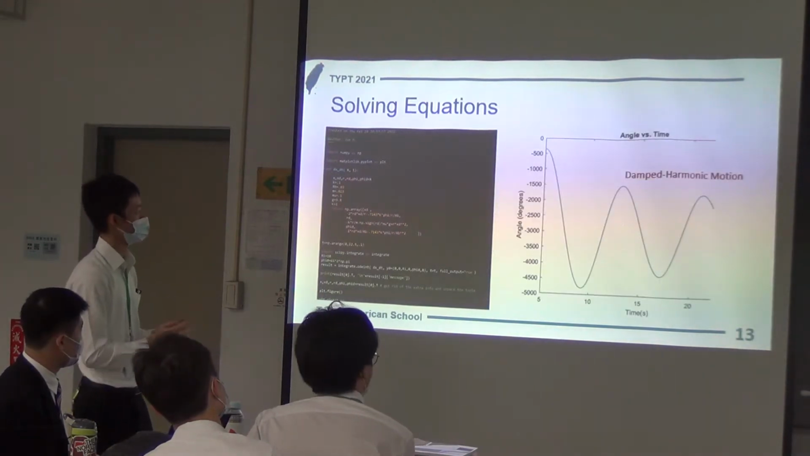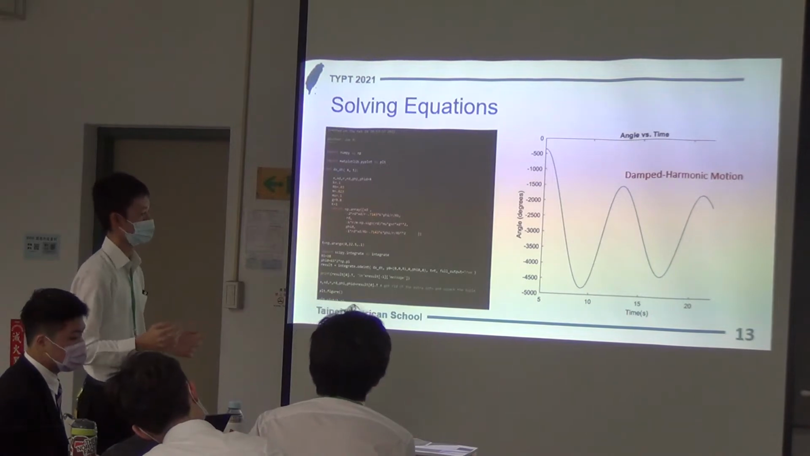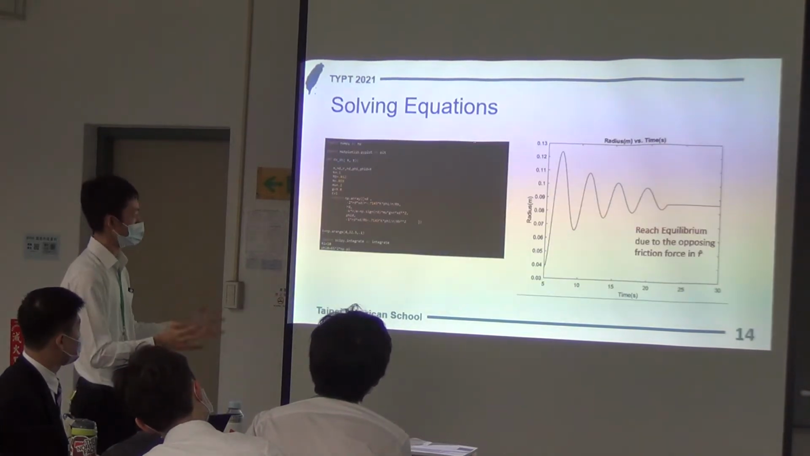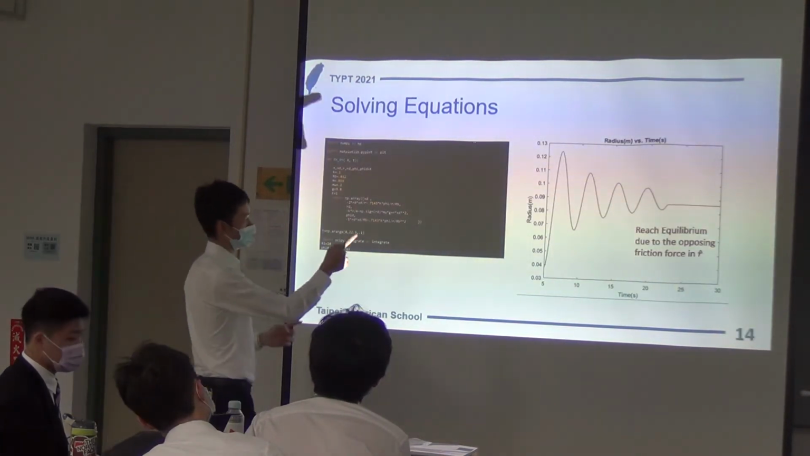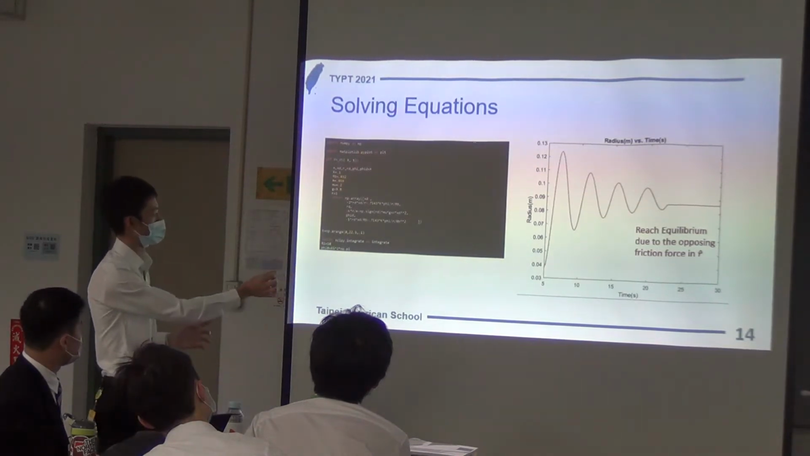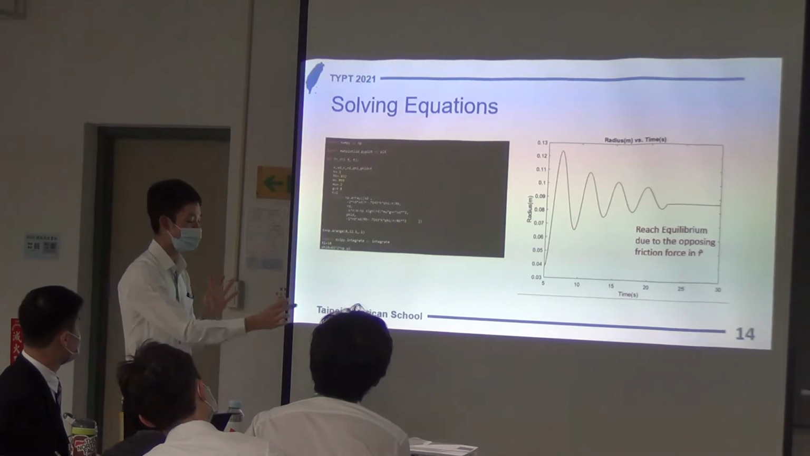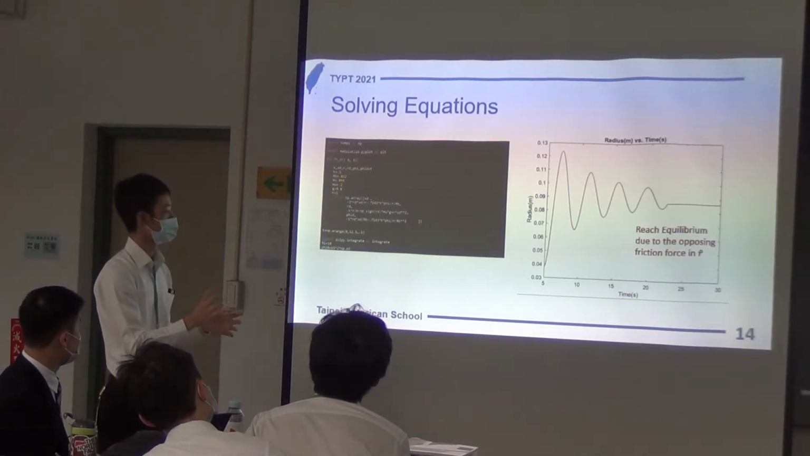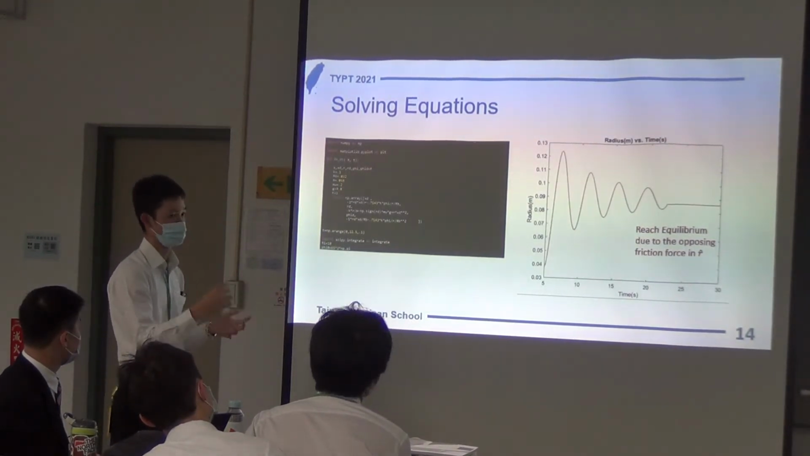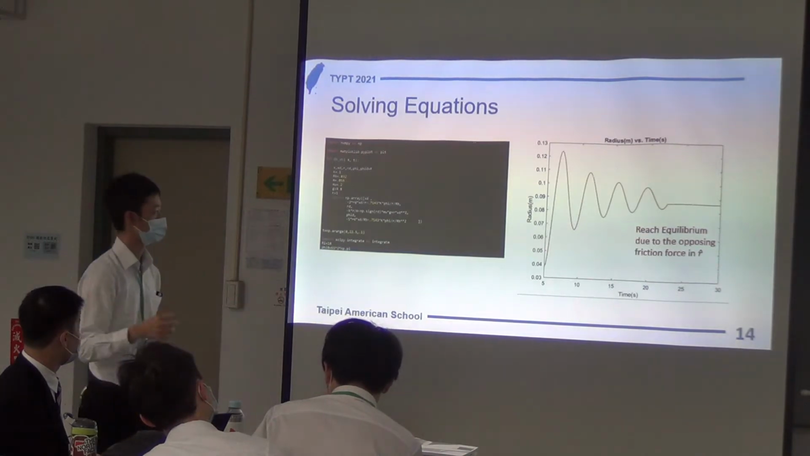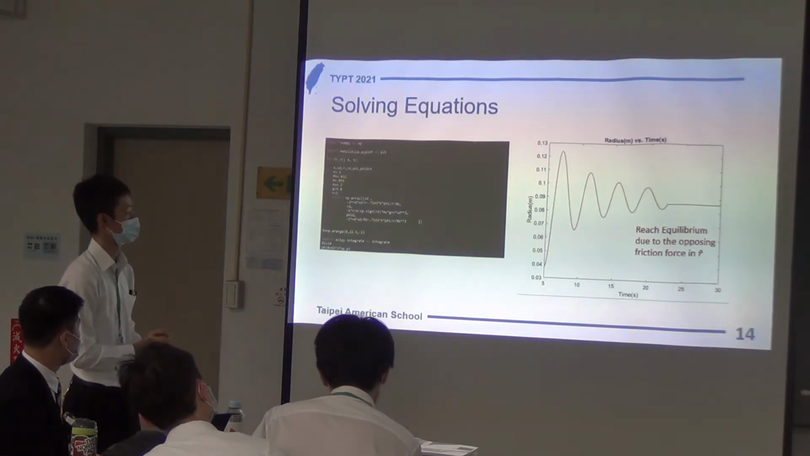First, we have the angle versus time, which resembles a kind of damped harmonic motion. We also have the radius versus time. Note that the radius versus time does reach an equilibrium because there's a kinetic friction force in the r hat direction, whereas in the theta hat direction, there is no opposing kinetic friction force. So that is why the radius versus time will stop.